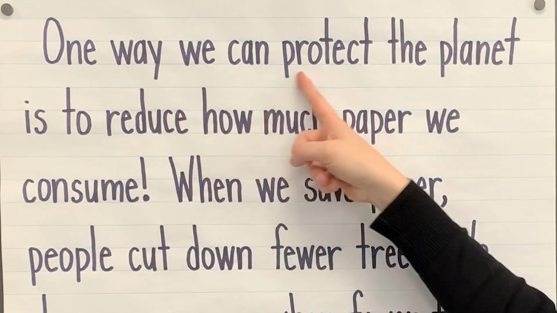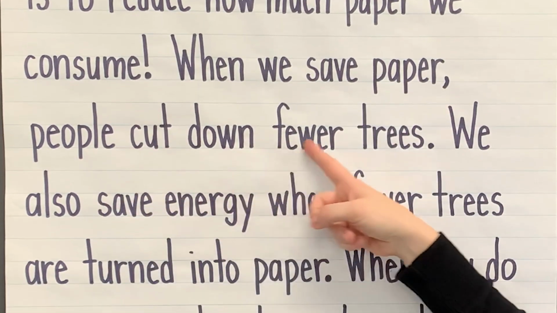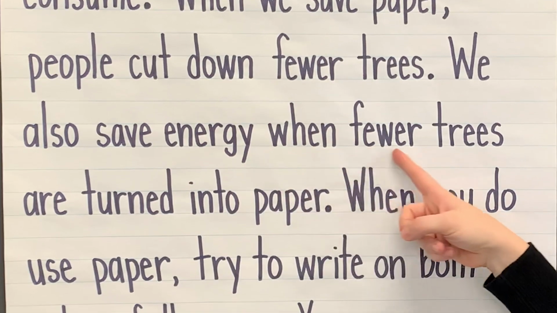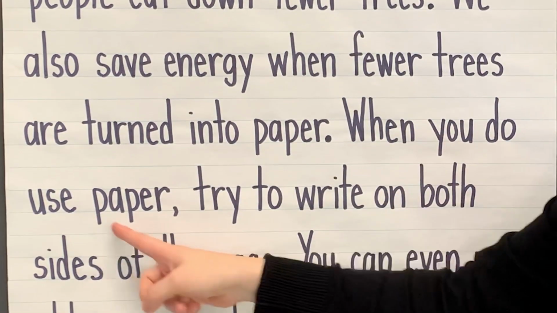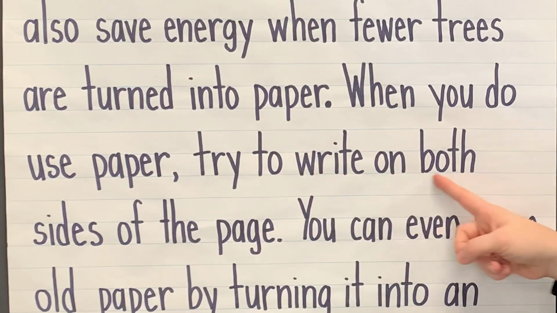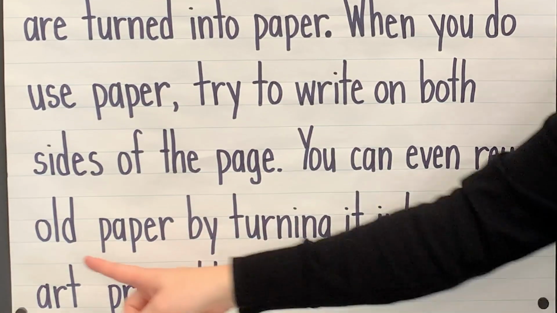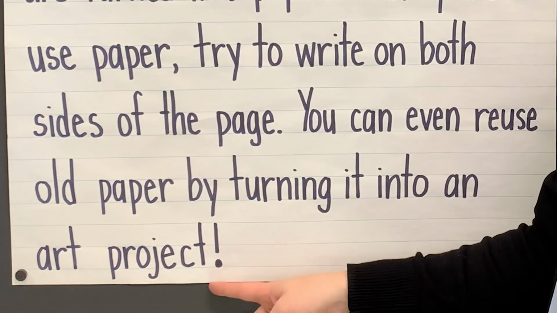One way we can protect the planet is to reduce how much paper we consume. When we save paper, people cut down fewer trees. We also save energy when fewer trees are turned into paper. When you do use paper, try to write on both sides of the page. You can even reuse old paper by turning it into an art project.